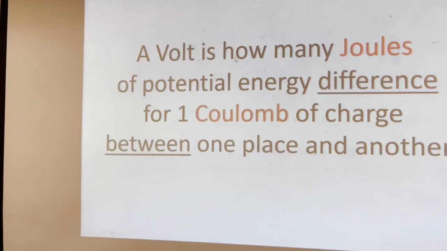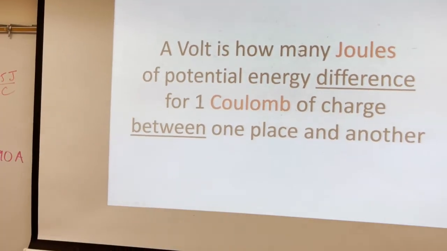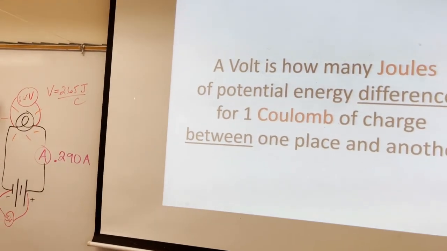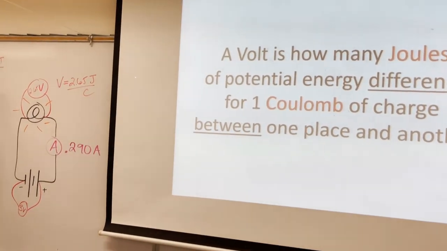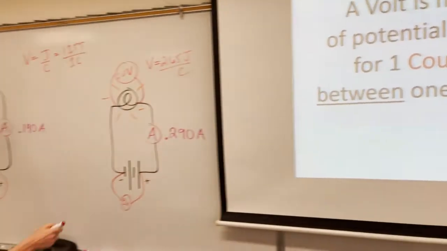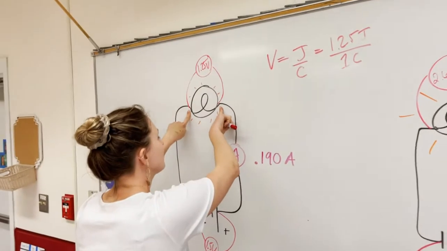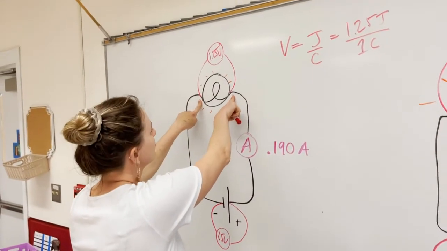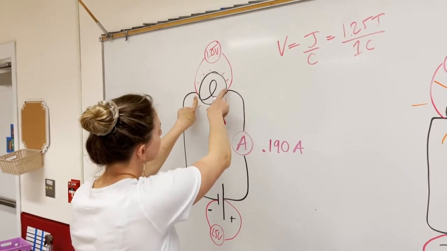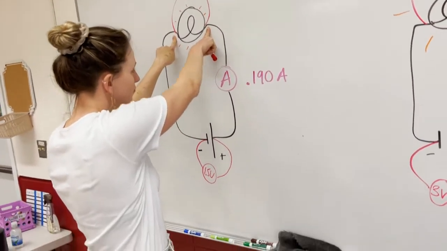Actually, let me go back here. A volt is how many joules of potential energy difference for one coulomb of charge between one place and the other. So here on the bulb, electrical energy is being converted to heat and light, so it's got less energy after it comes through. What's the battery doing?